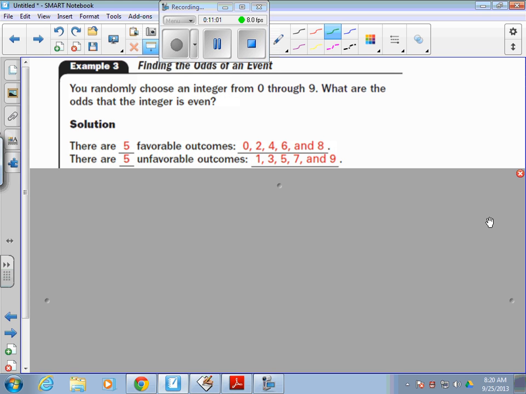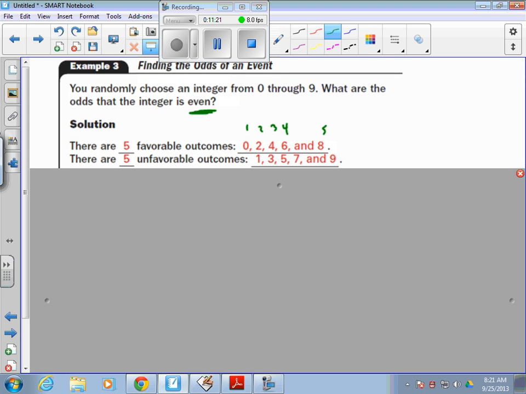0, 2, 4, 6, and 8. So that's 5 of them. 1, 2, 3, 4, 5. 5 of them are even, and 5 of them are not even. They're unfavorable. Again, favorable and unfavorable don't mean good and bad. It just means what are the odds that they're even.